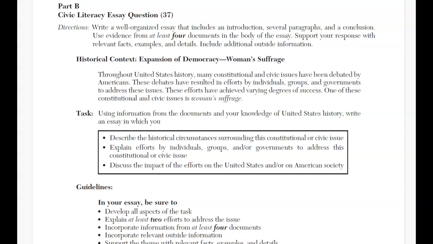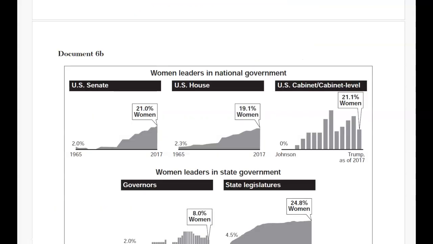Black men got the vote, in theory, in 1865, the 15th Amendment, as we talked about. Women didn't get the vote till 1920. So all of that could be historical context you bring and outside information. You want to explain the efforts by groups, individuals, and or governments to address the constitutional civic issue. So you could, for instance, go back here.